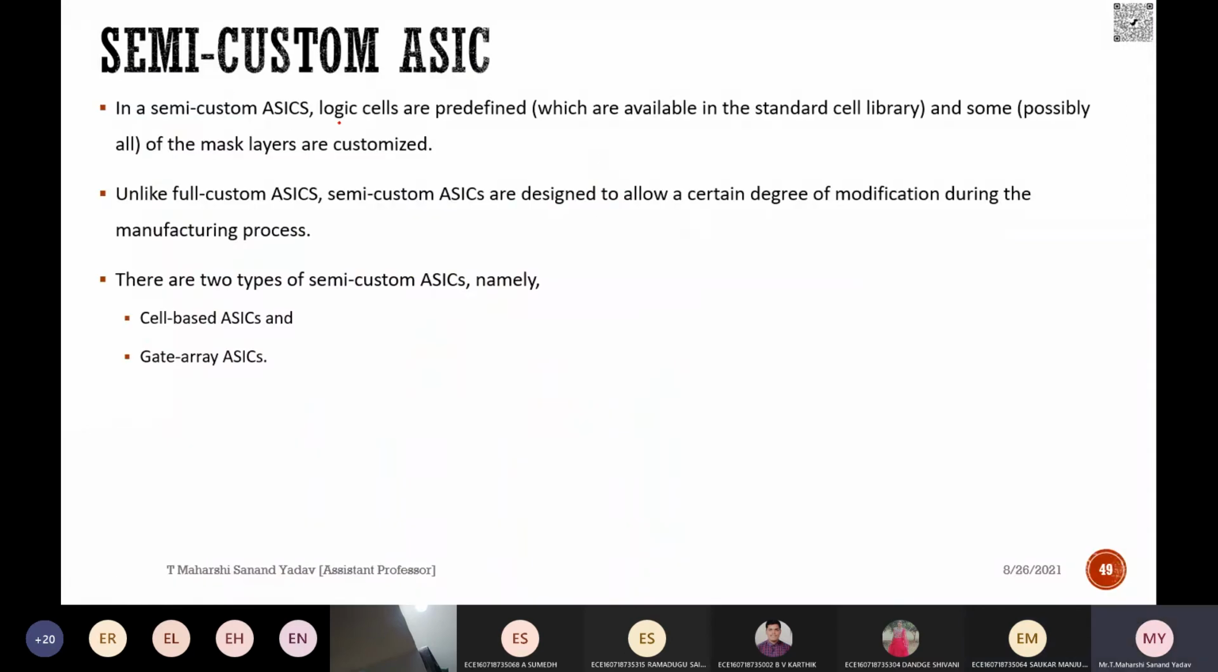So semi-custom. In a semi-custom ASIC, logic cells are predefined. Means everything will be available readily in your library. If you want, you can make use of them. Unlike full custom ASIC, semi-custom ASICs are designed to allow a certain degree of modifications during the manufacturing process. So two types, cell-based and gate array.